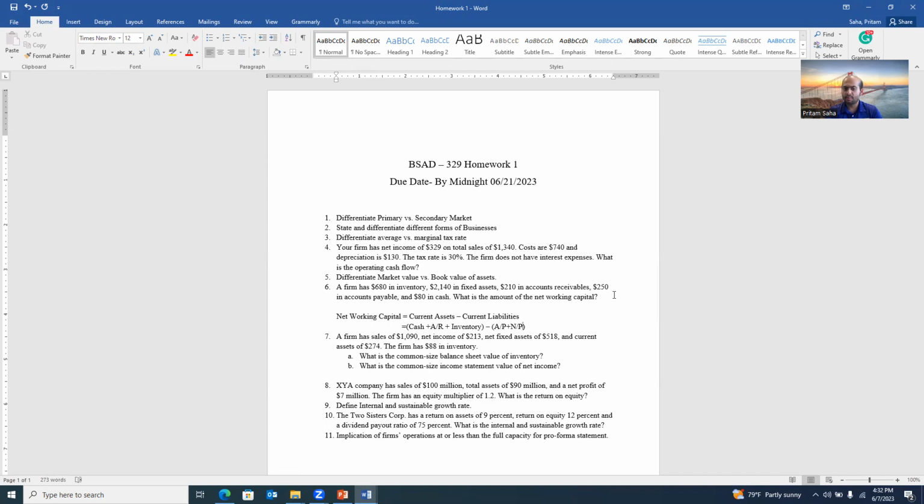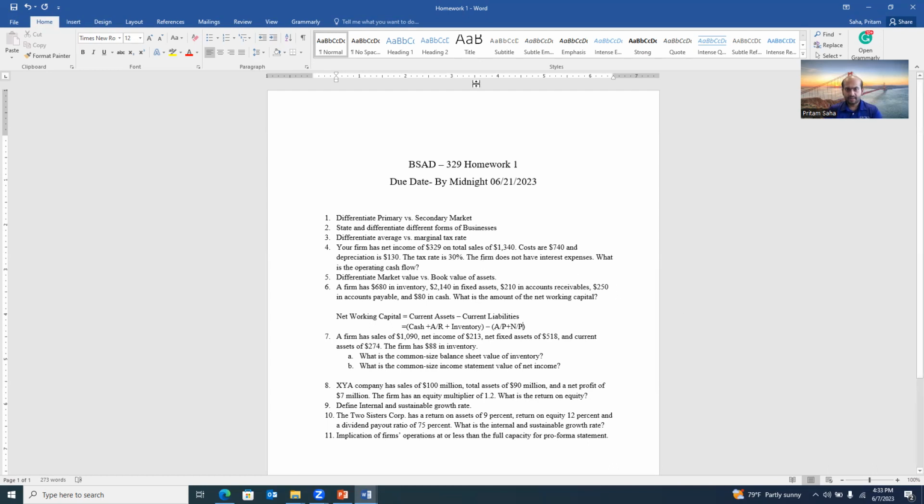So from the problems above, which is problem 6, find out the values of these components. How much is cash, how much is accounts receivable, how much is inventory, how much is accounts payable, how much is notes payable. Plug in the formula, and you should get net working capital, right? So that's basically problem 6. I think we are good so far from problem 1 to 6. But if you still struggle or have any confusions, feel free to reach out to me.